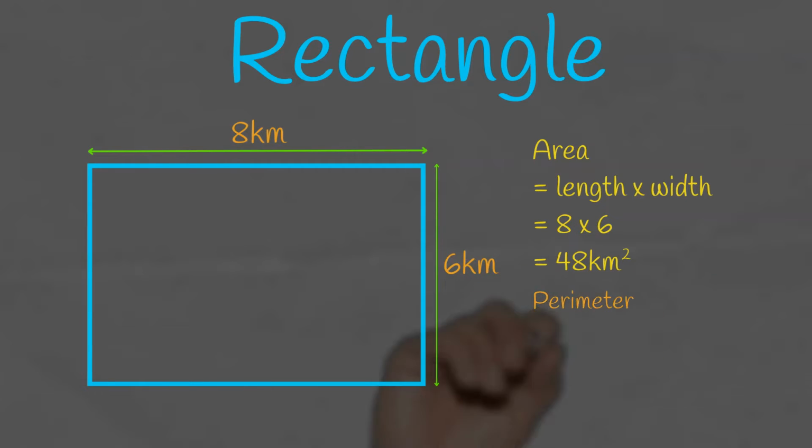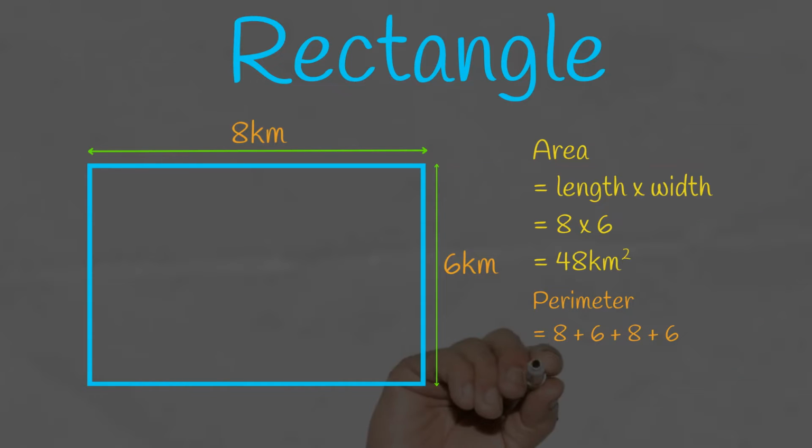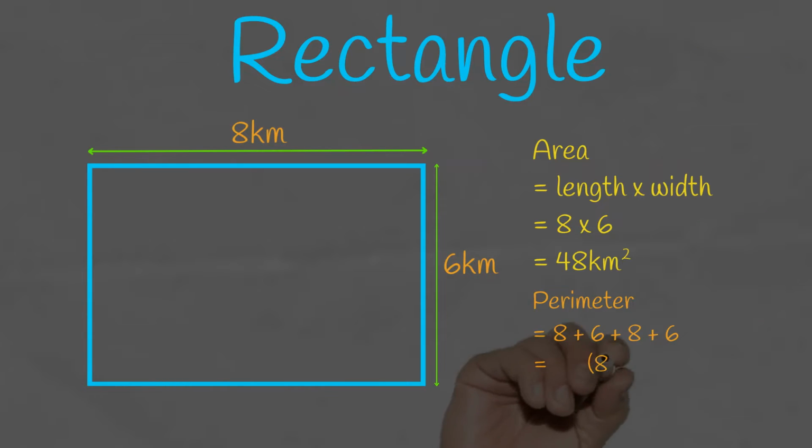And again, the perimeter can be calculated by adding up all the sides individually, or adding up 2 of the sides, the length and the width, which in this case is 8 plus 6, and then timesing that by 2. So the perimeter here is 28 kilometers.